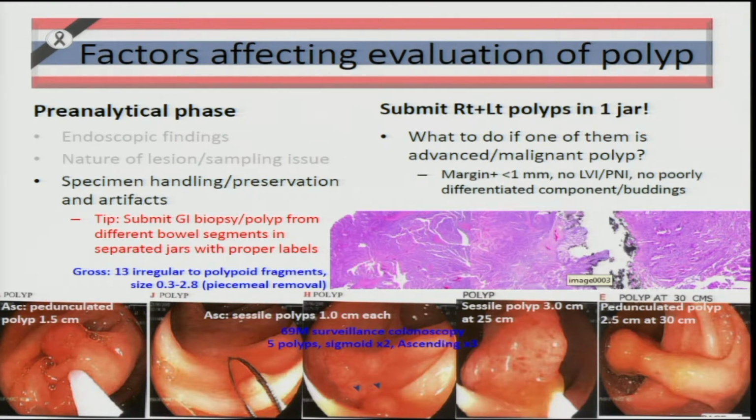Then the question is, what are you going to do? Which segment of colon will you take out? Could it be more than one? You may guess the largest one could be a malignant polyp, but malignant polyp can occur in small polyps too. So would you do a subtotal colectomy or sigmoidectomy and wait and see? It's a tough question, so never ever submit suspicious polyps from different segments of colon in the same container.